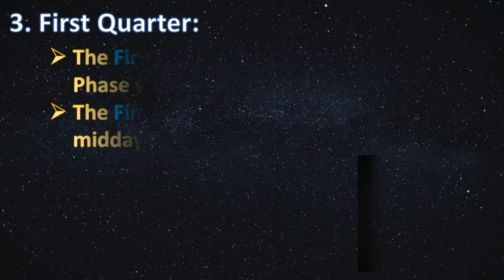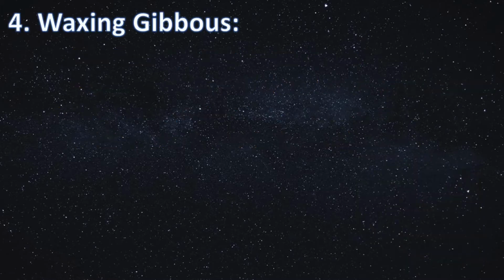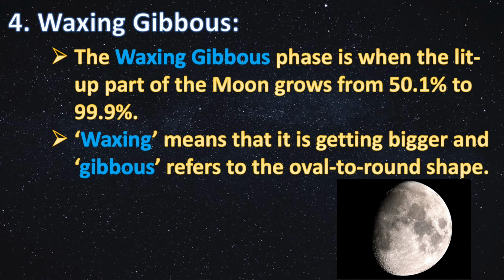First quarter. The first quarter moon is a primary moon phase when half of the moon is lit up. The first quarter moon rises around midday and is visible in the dark sky. Waxing gibbous. The waxing gibbous phase is when the lit up part of the moon grows from 50.1% to 99.9%. Waxing means that it is getting bigger, and gibbous refers to the oval to round shape.